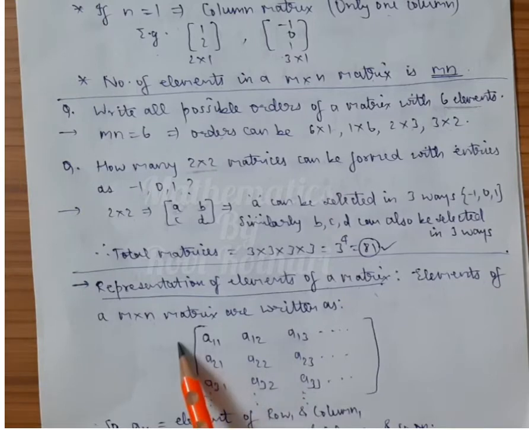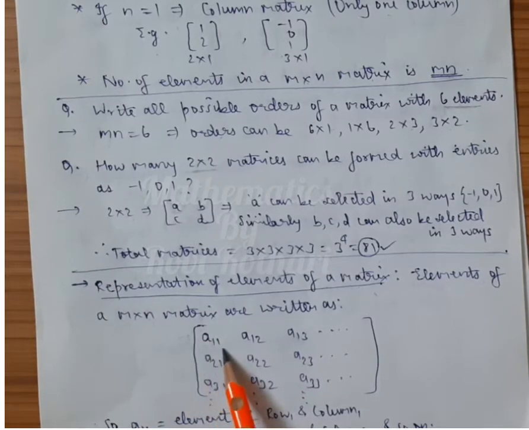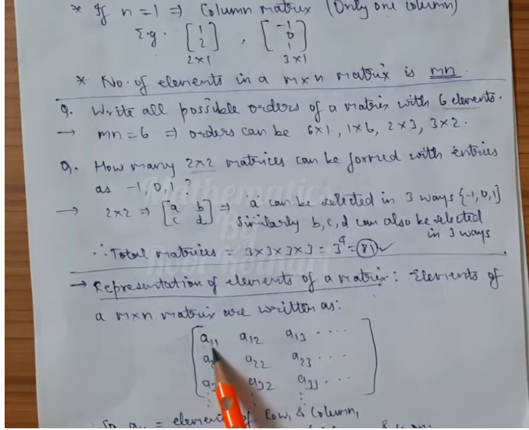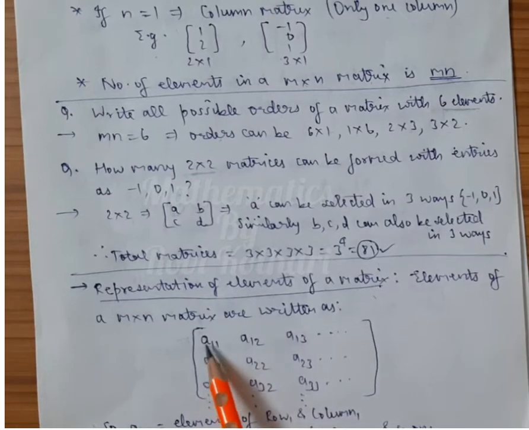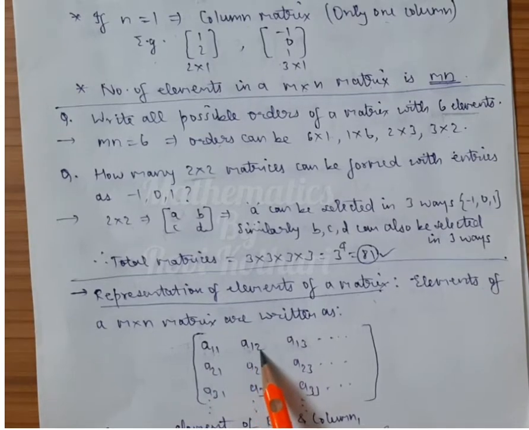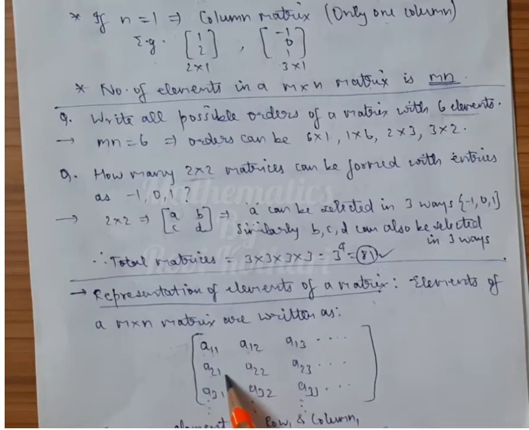Okay, so let's see the first row and first column. What is the element here? A11. What do we mean by A11? It means the element at first row, first column. So you write it as A11. What is this element? It is at first row but second column. So I have written it as A12. Similarly, look at this element. It is at second row, first column. So A21 and so on.